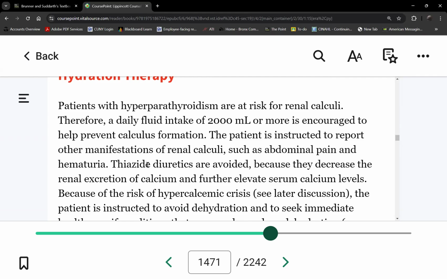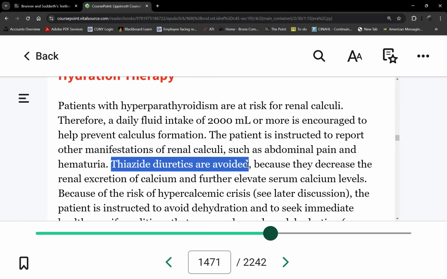But as far as diuretics, keep in mind that thiazide diuretics are avoided. So all other types of diuretics can be used except thiazide diuretics. So give me one thiazide diuretic. Very easy. No, furosemide is a loop diuretic. So it's in the name, thiazide diuretic. So what's the name? Hydrochlorothiazide, HCTZ. That's the thiazide diuretic.